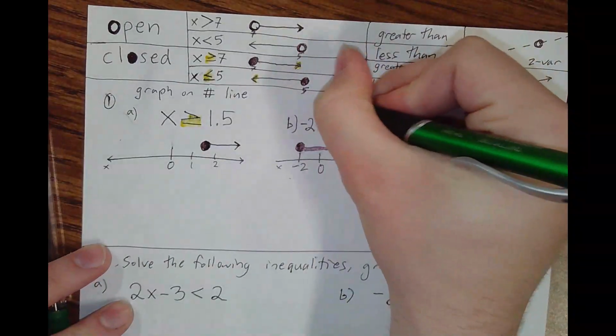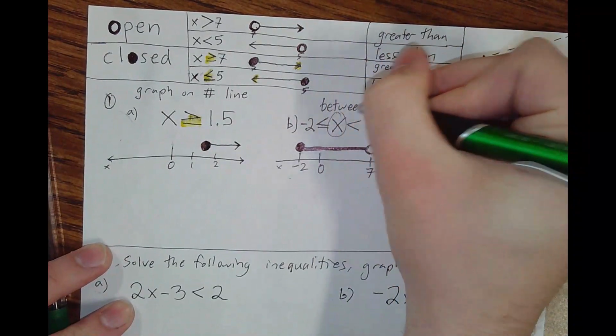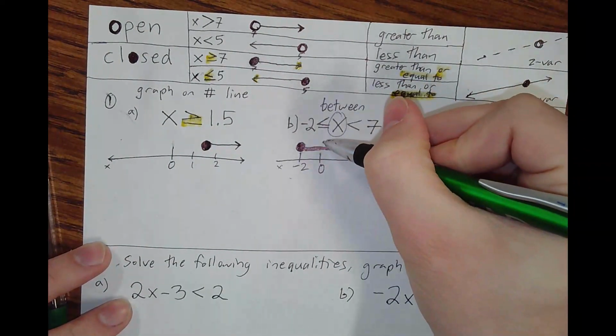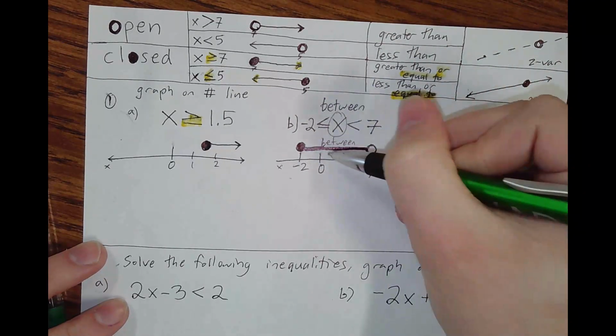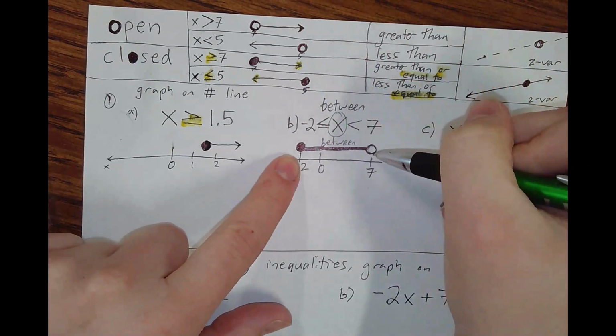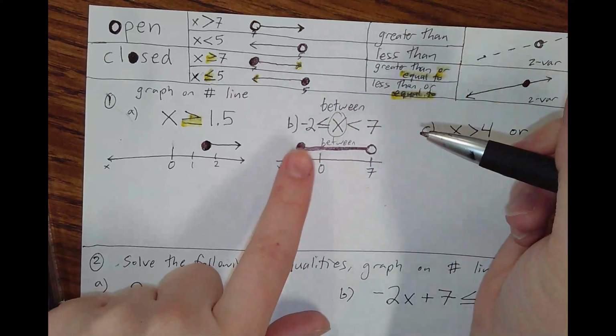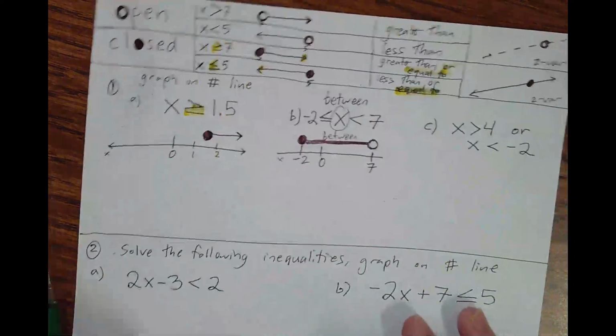I'm going to go ahead and say between. Just like x is between the two numbers, any number for x should be between the numbers -2 and 7, but they could include -2.